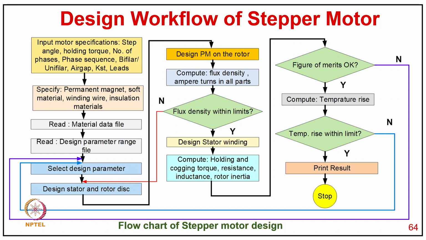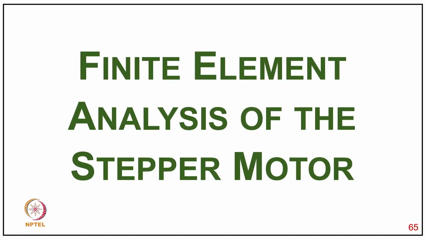If no, go back again to adjust the design of the stator and rotor disk. If yes, design the stator winding, then compute holding and cogging torque, resistance, inductance, and rotor inertia. Then check figure of merit, whether it is okay. If no, go back again to adjust the design dimensions, and if yes, compute the temperature rise. Check if temperature is within the limit. If no, go back again to change the dimensions. If yes, print the result and stop.